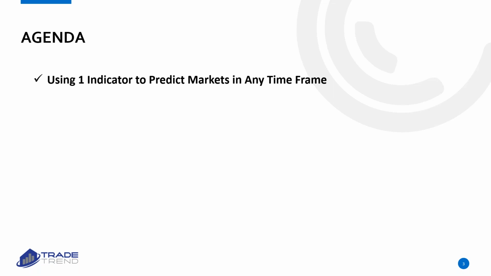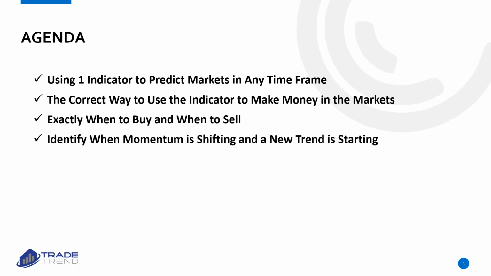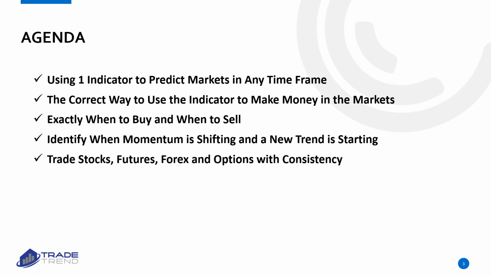So what are we going to be covering in our time together today? We'll spend about 45 minutes together, and I'm going to show you how you can use one indicator to predict markets in any time frame. I'm going to show you the correct way to use the indicator to make money in the markets. There's always a correct way and an incorrect way, right? And I'm going to show you exactly when to buy and sell, so it's very clear to you. And then I'm going to show you how to identify when momentum is shifting and a new trend is starting. And this is going to work for stocks, futures, Forex, and options with consistency. So again, regardless of what market you're trading or what strategy you're trading, it can work very well.